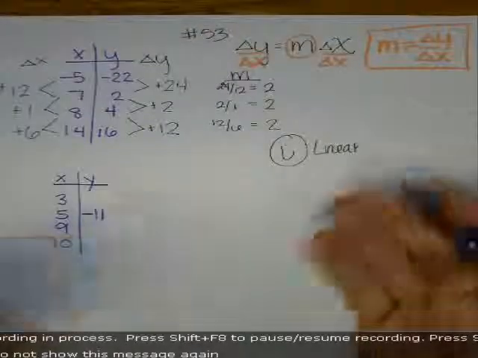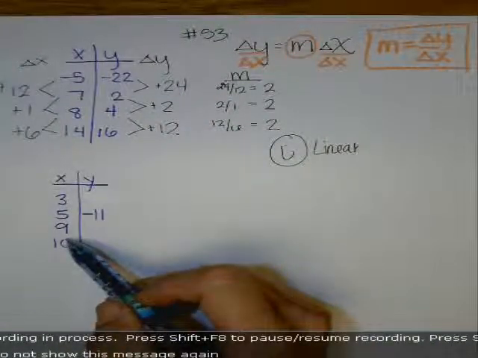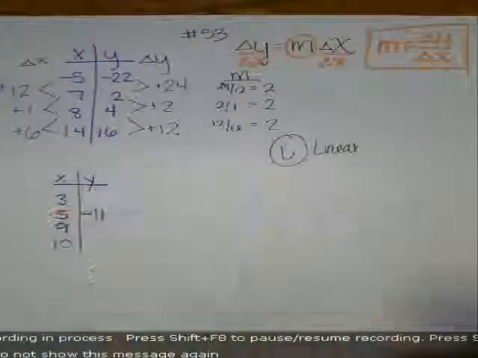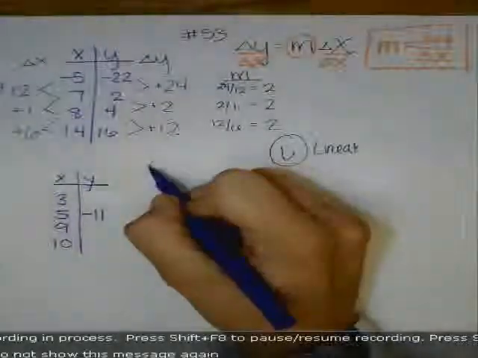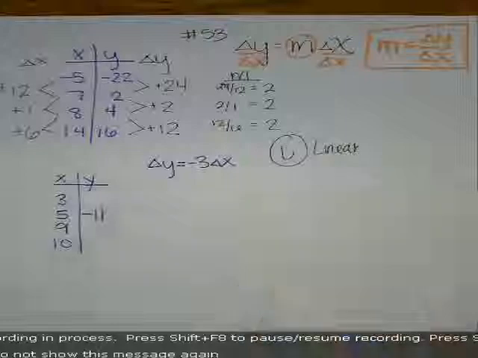We can apply that then to problems like number 53 from the homework, where we have a table, one value, and they want us to fill in the rest. So for this, I'm actually going to need one more little piece of information. I'll tell you that the change in y is -3 times as large as any change in x.